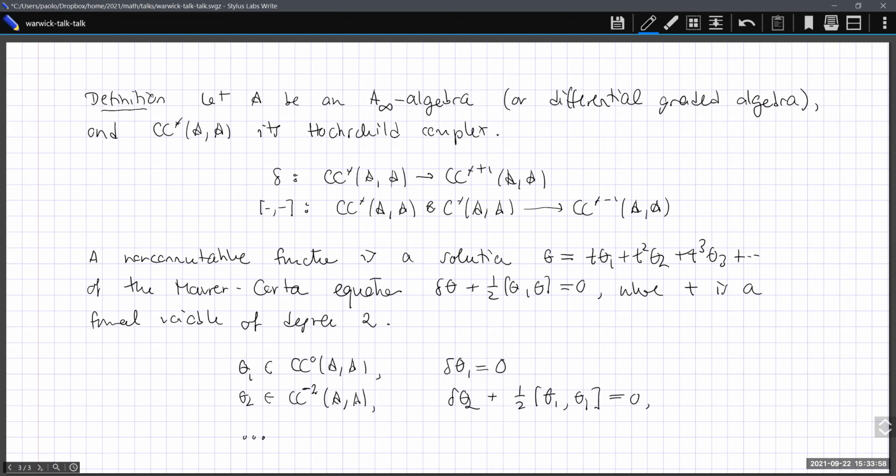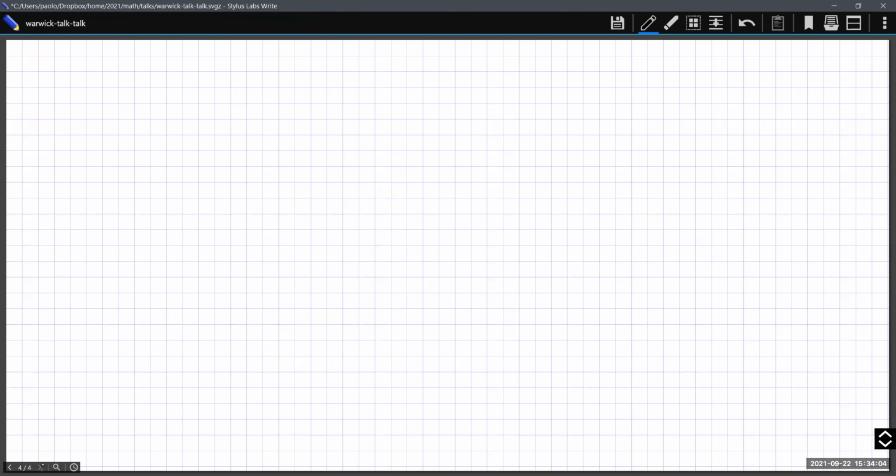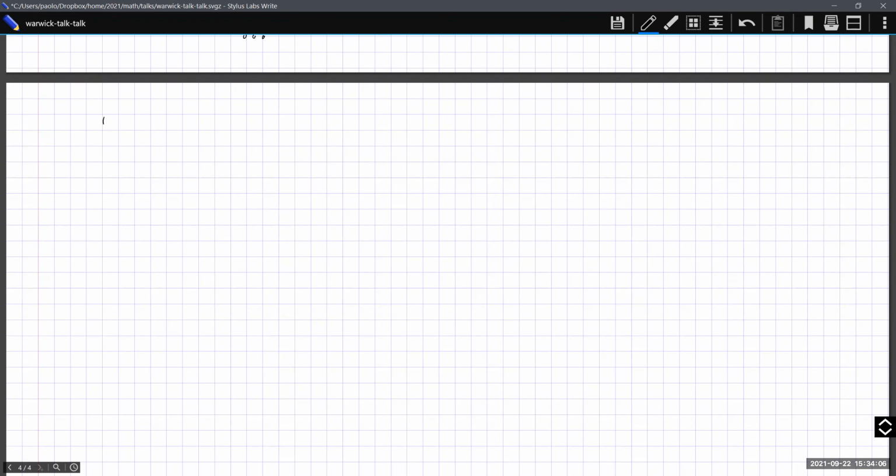Okay, and why is this a successful notion of non-commutative function? Due to this lemma. Take A to be an A-infinity algebra and theta a non-commutative function. Let's say that this is over some field, some lambda in my application, but let me just do it over the complex numbers for simplicity. Then there is a quasi-isomorphic pair.